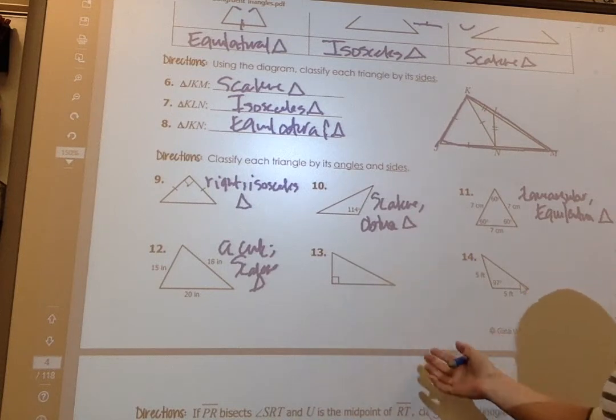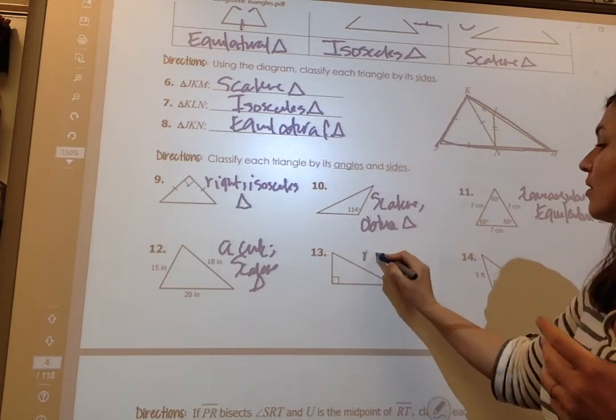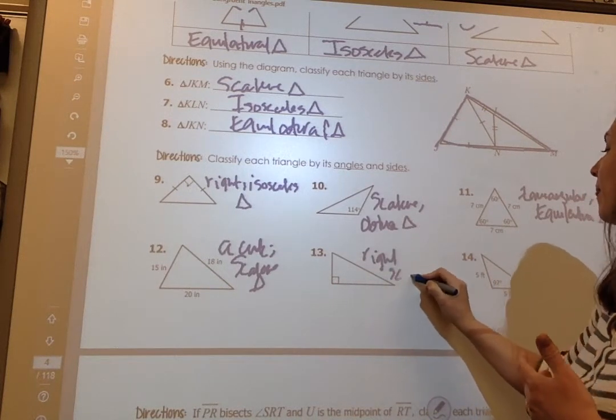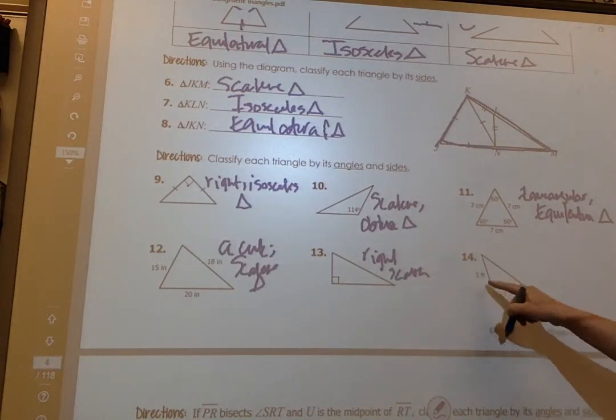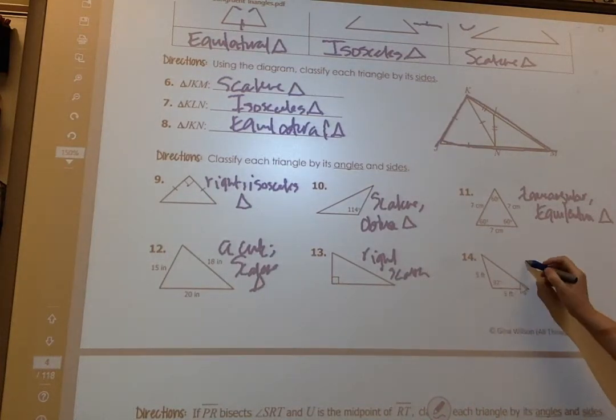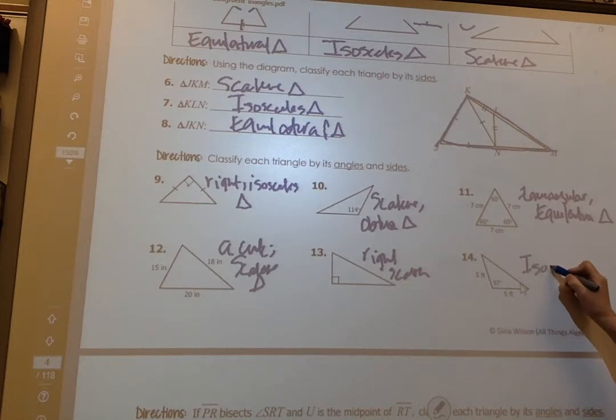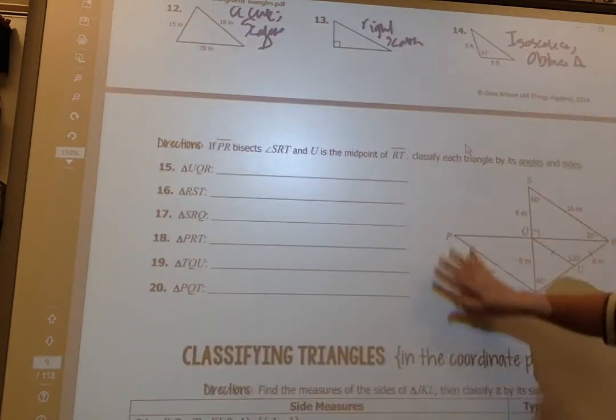Number 13, nothing about the sides, and it's right, so it's a right scalene. And number 14, two sides are the same, one's greater than 90, so it is an isosceles obtuse triangle. Okay, so that's classifying. Hopefully that part's pretty easy.